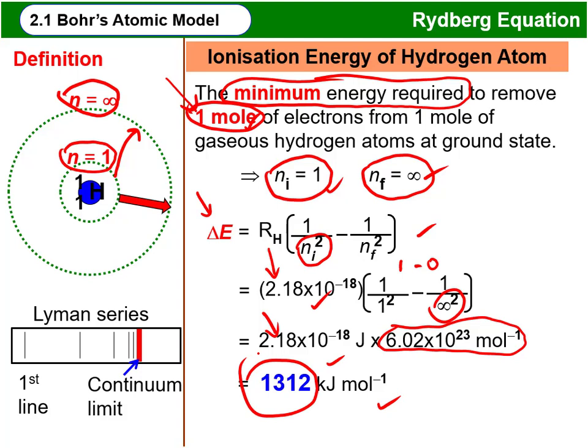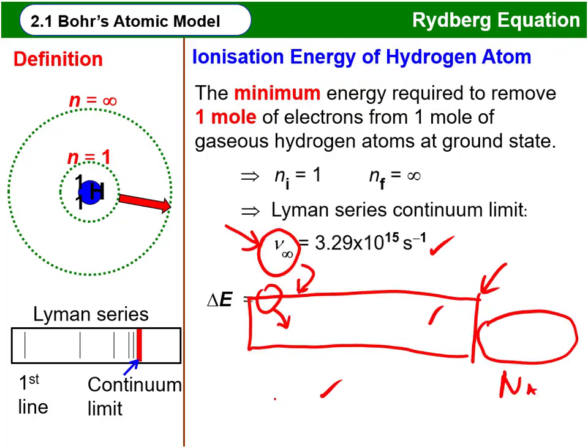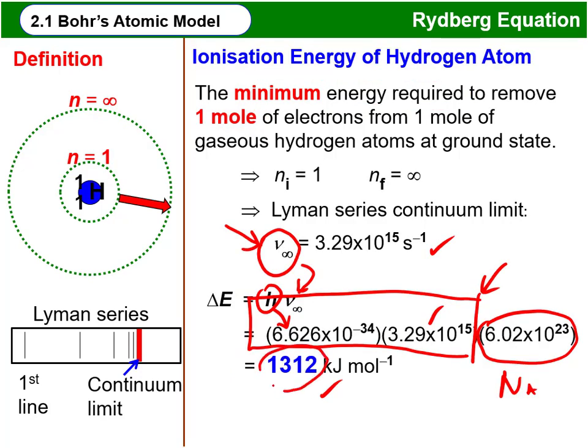There is no other answer since you insert the initial as 1, while your final energy level is at infinity. So since you are inserting the same values, therefore you will have the same answer of 1312. The same goes here. There is no other answer. 1312 only is the answer. This is referred to as the continuum limit. It means the electron has been ionized here.